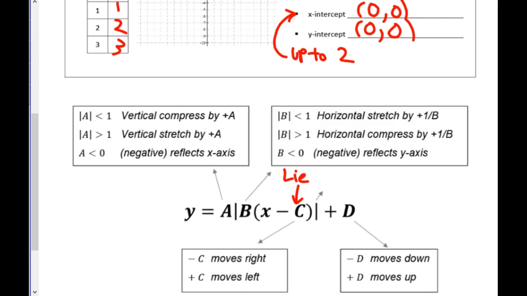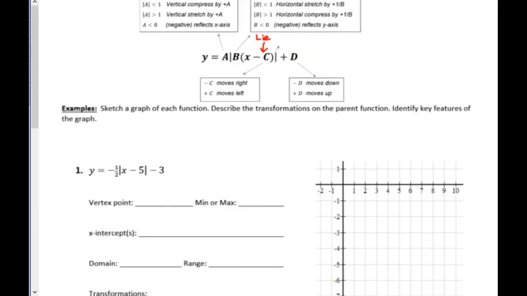Absolute value. So flip it over. Let's look at number 1. Okay, on number 1, what's A? Remember, A is out in front. So, yeah, here's A. B would be in front of a parenthesis inside, but there is none, so there's no B. C is inside the absolute value, and there's C. And D is outside, there's letter D. Just remember, C is a lie.